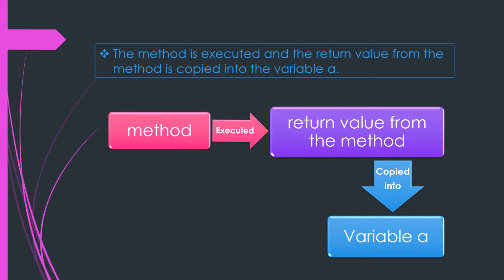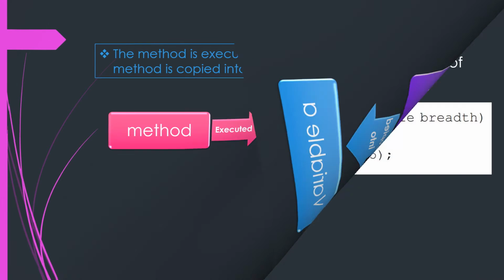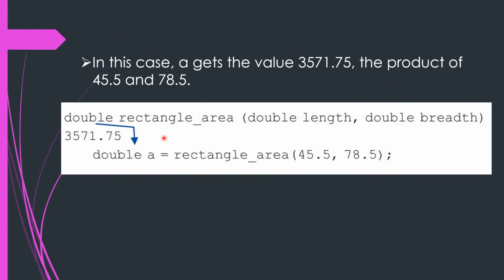Let us understand. A was indicating rectangle area, and we know that A is a variable. Also, we studied in our previous video that a variable changes its value during the runtime. So when we execute the method, this variable A will take up the value which will be returned after the product of 45.5 and 78.5.